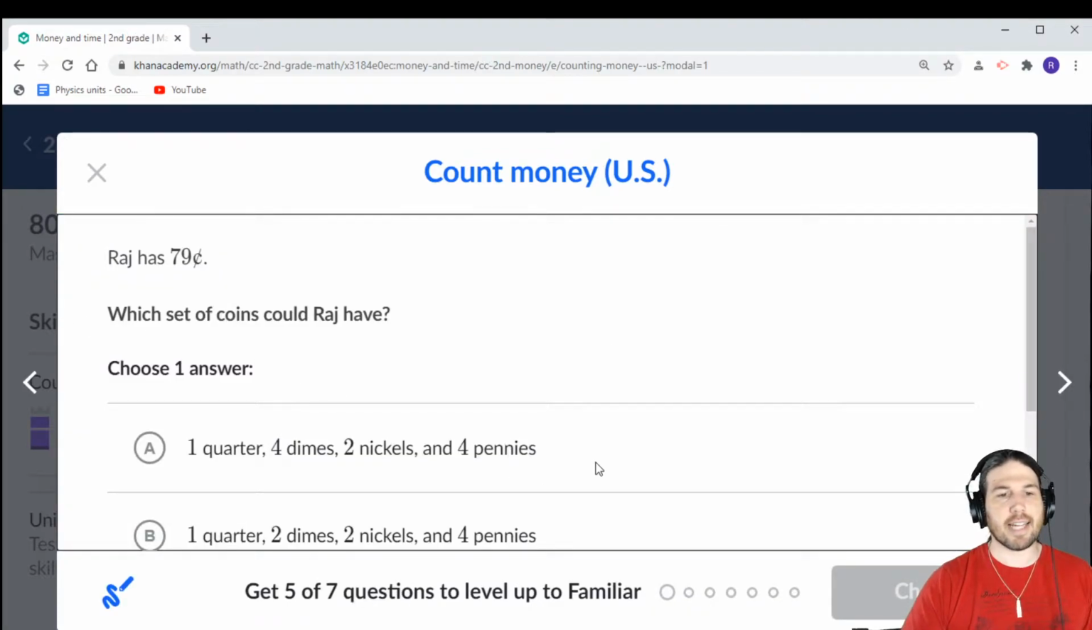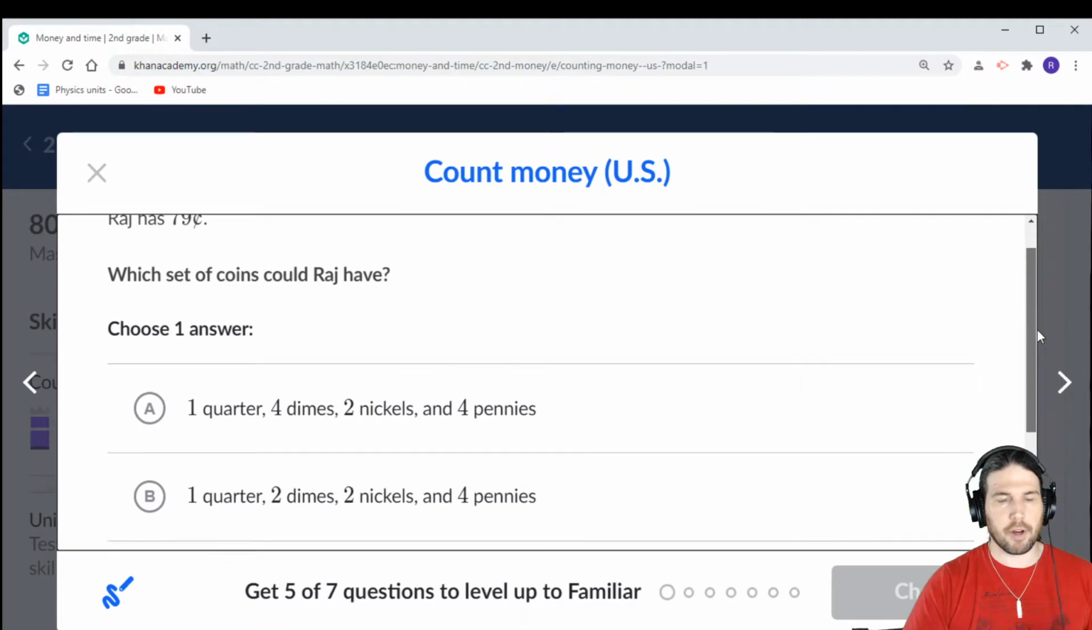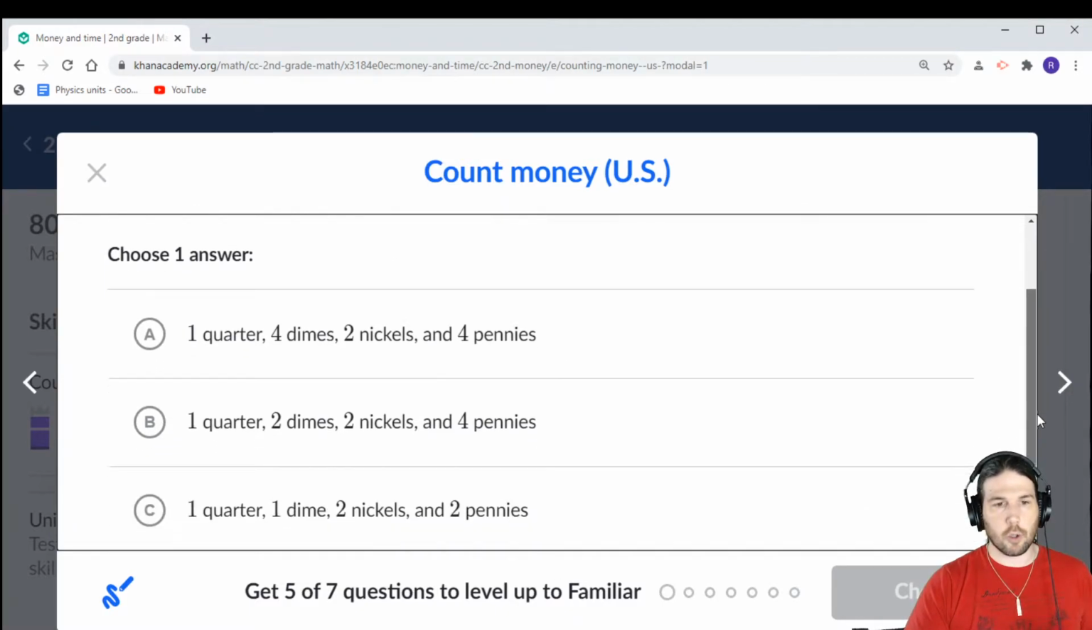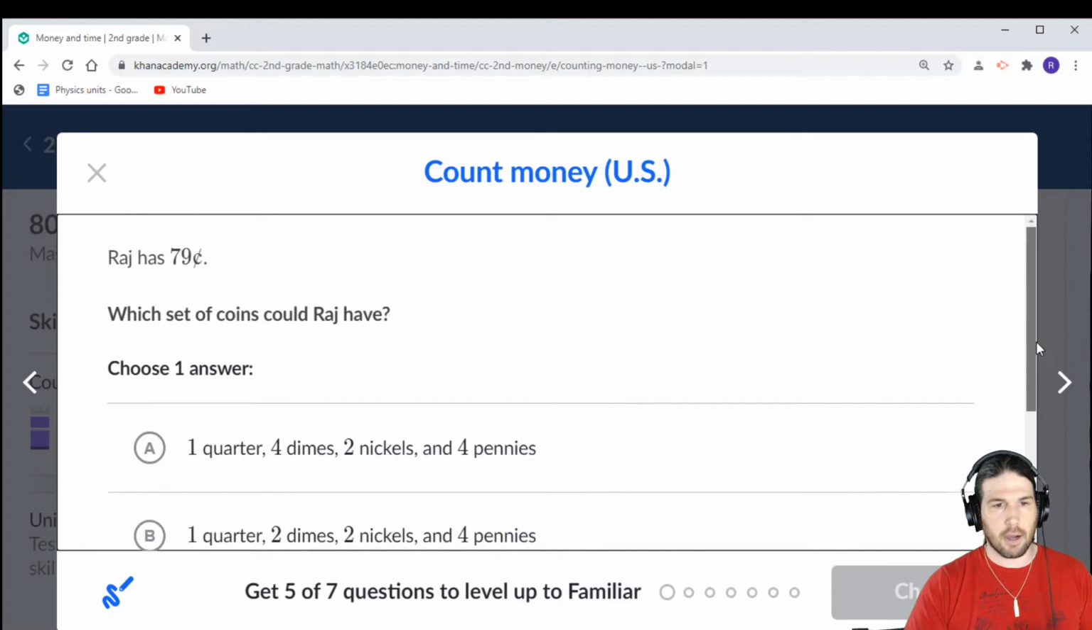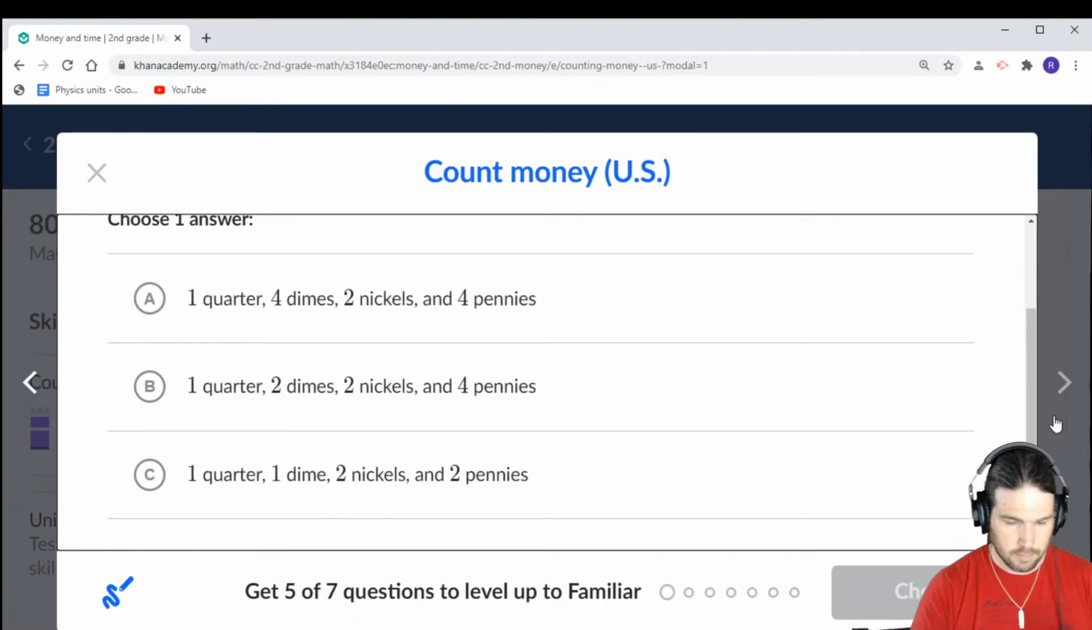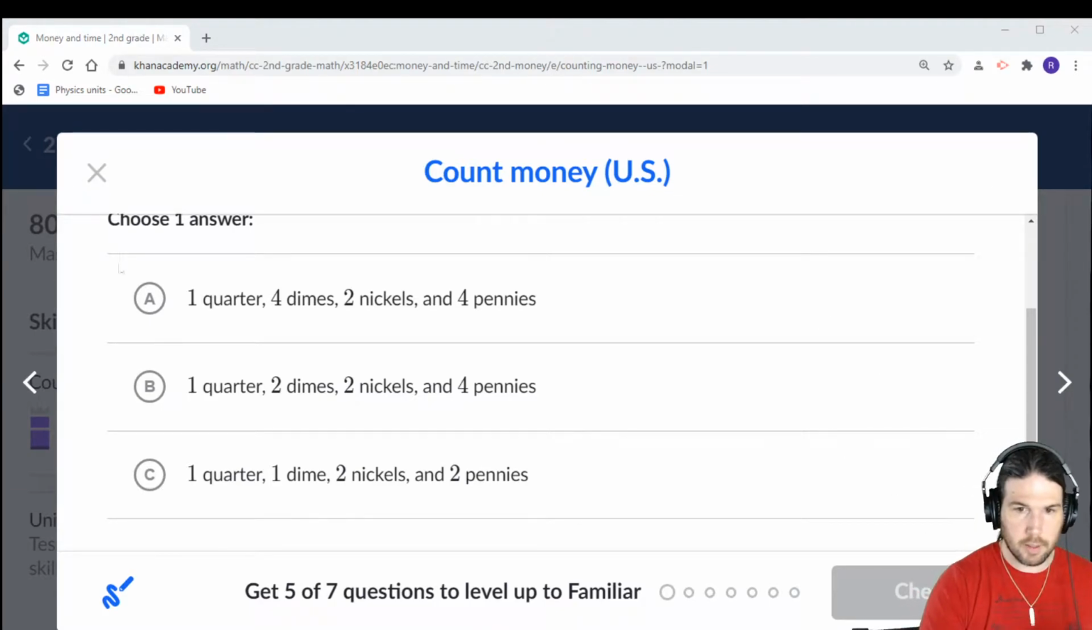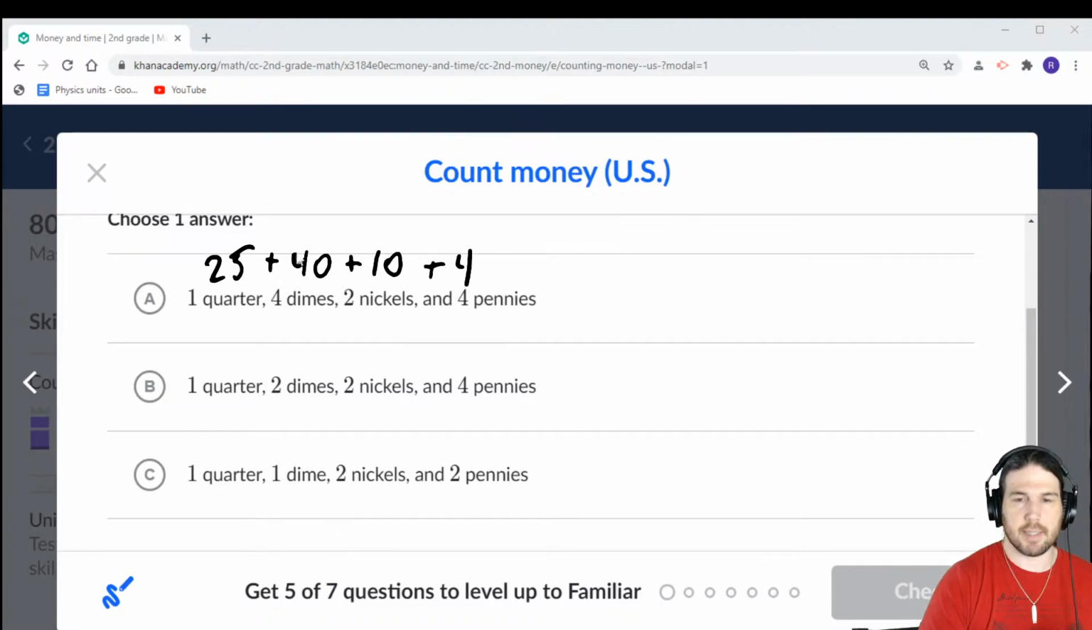Raj has 79 cents. So we just need to remember that a quarter is 25 cents, right? And a dime is 10 cents, and a nickel is 5 cents. So let's see. If I have 79 cents, let's fire up the whiteboard. So this is 25 cents plus 40 cents plus 10 cents plus 4 cents. How much is that? That's 60, 70. That is indeed 79 cents.